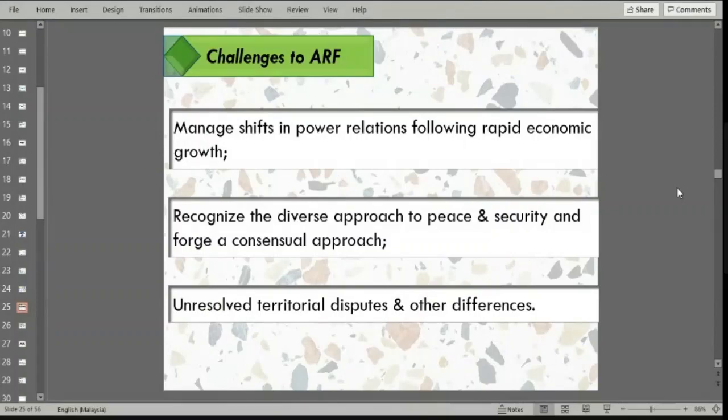So that's the example of the South China Sea territorial dispute. Until now, ARF has not been that effective in helping ASEAN and China to resolve the territorial dispute in the South China Sea peacefully. So it's an ongoing challenge for ARF.